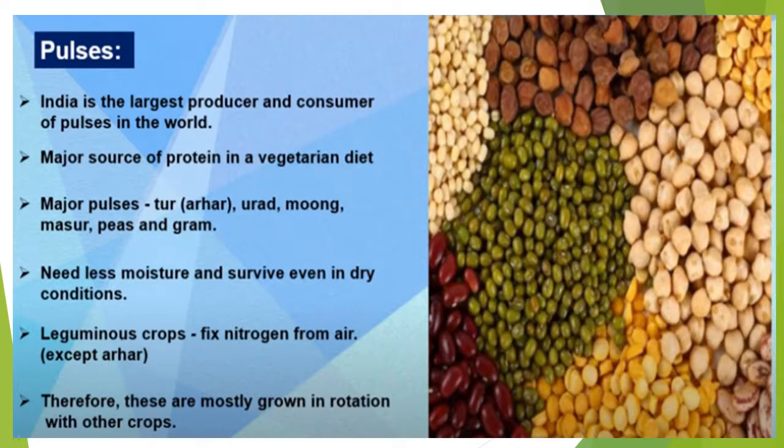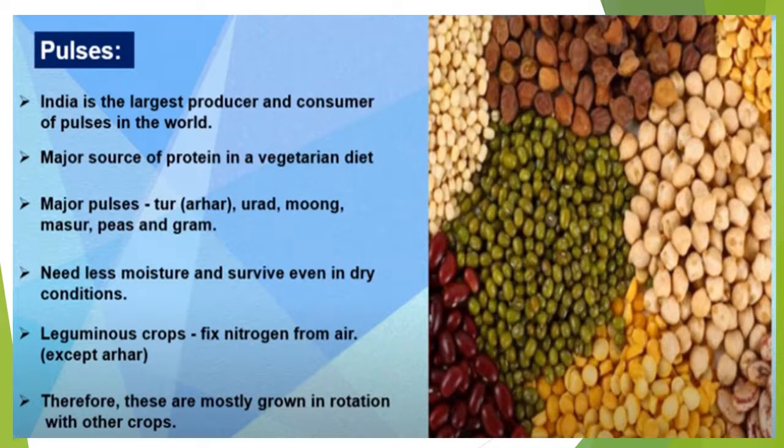Pulses. India is the largest producer and consumer of pulses. Pulses are the major source of protein in a vegetarian diet. The major pulses that are grown in India are tur, arhar, urad, moong, masoor, peas and gram. Pulses need less moisture and survive even in dry conditions also. Some are grown in kharif season and some are grown in rabi season.